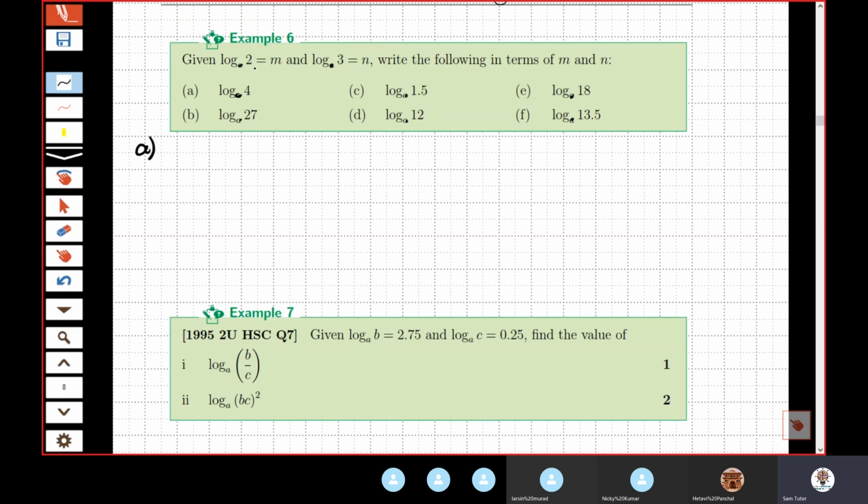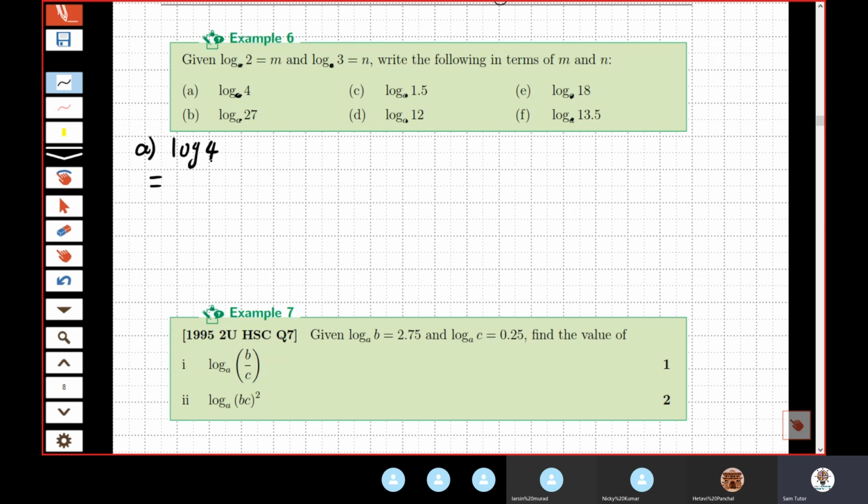It's saying given log 2 is equal to m, log 3 is equal to n. Write the following in terms of m and n. The first one says log 4. Now, log 4 is somehow log 2 or log 3 just hidden. So all of these numbers are in fact just log 2 and log 3. Log 4, let's start with that one.